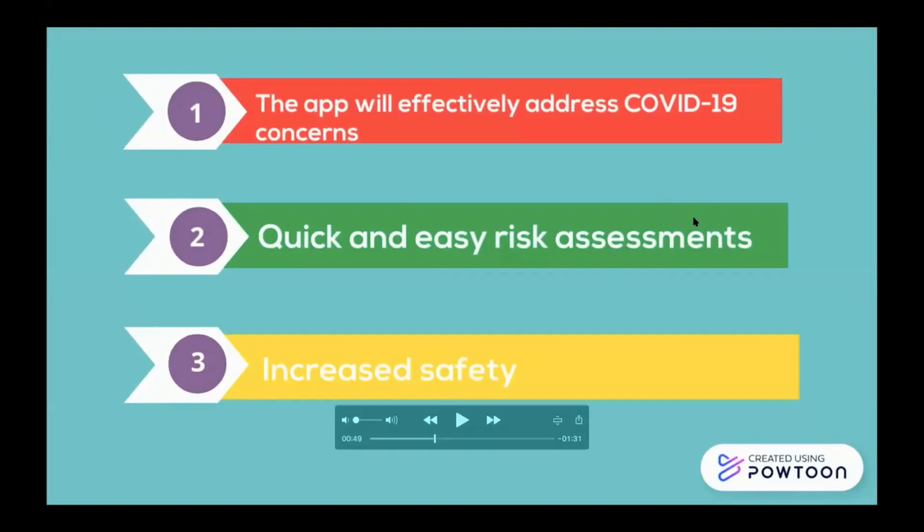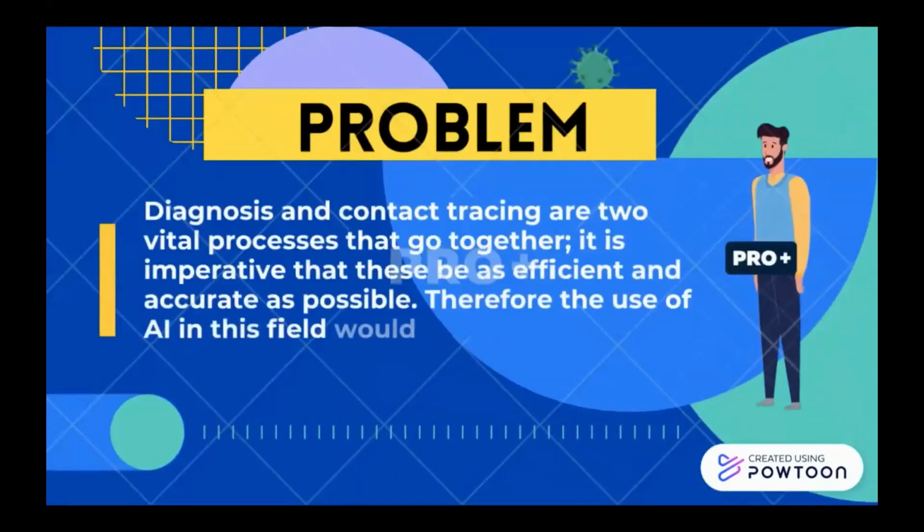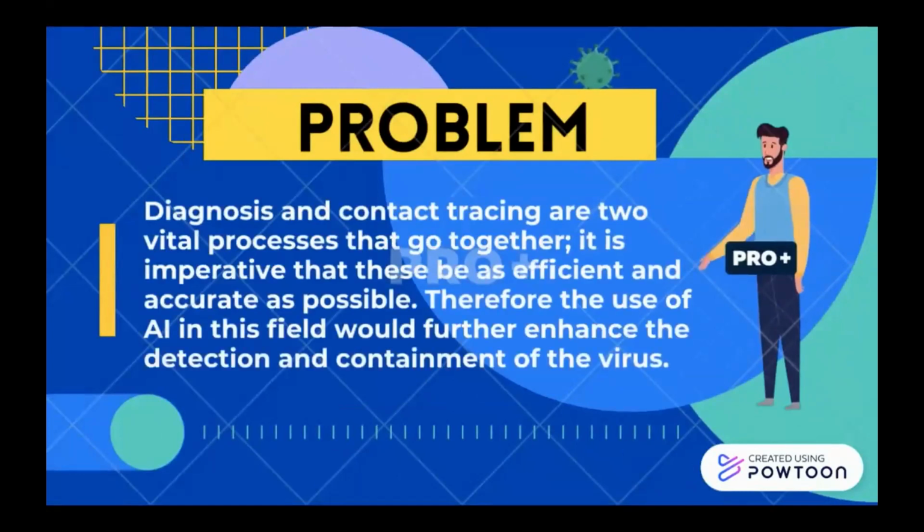Moving on to the main issues that the app focuses on improving: the accuracy and efficiency of tracking people and diagnosis, basically self-diagnosis. Our problem statement is to make systems as accurate as possible. That's what the app does by having an AI integrated software in it.